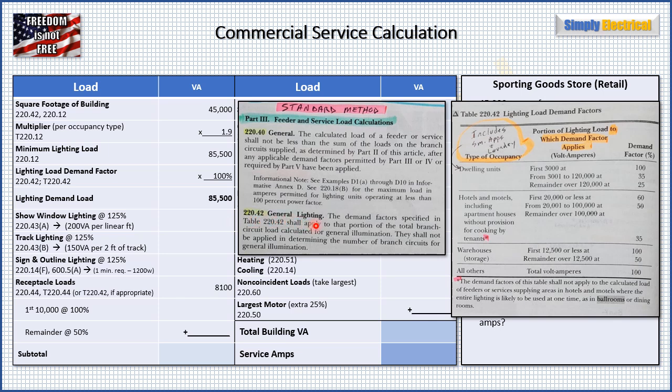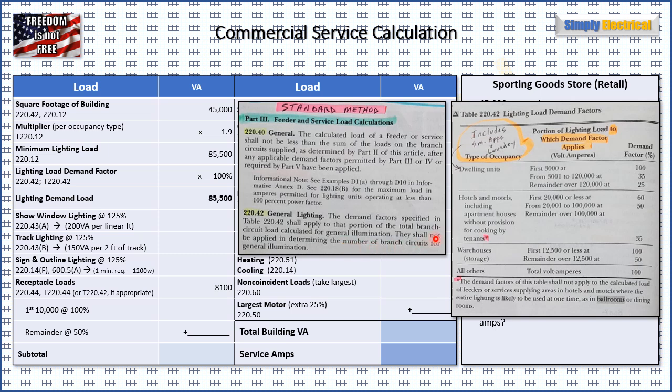220.42 general lighting. The demand factor specified in table 220.42 shall apply to that portion of the total branch circuit load calculated for general illumination. That is this minimum lighting load. So we can apply these demand factors to this load here. Then it says they shall not be applied in determining the number of branch circuits for general illumination. So you can't use these demand factors when you're trying to figure out your number of branch circuits for general illumination. You got to use the entire amount for that.